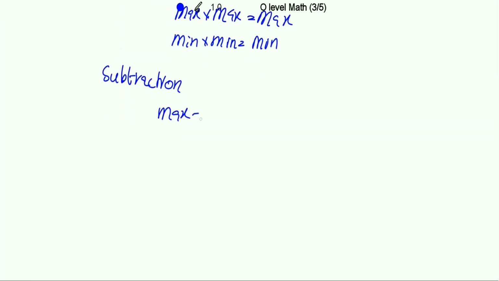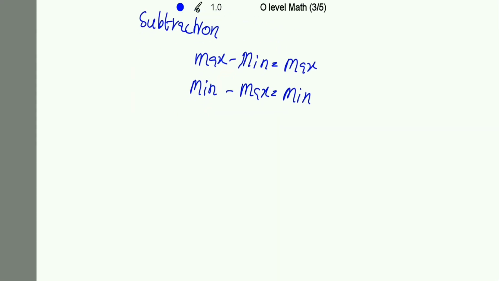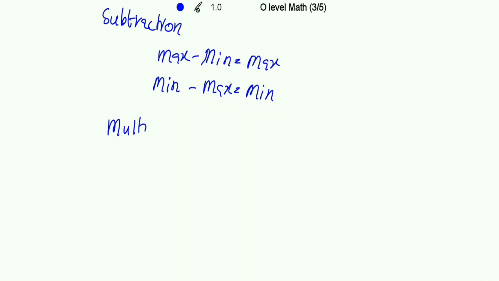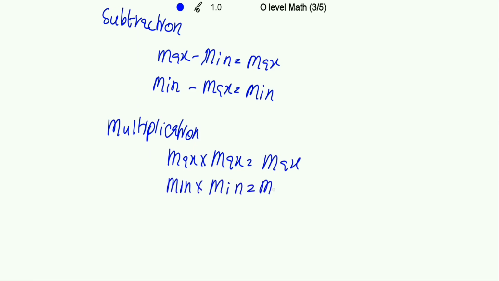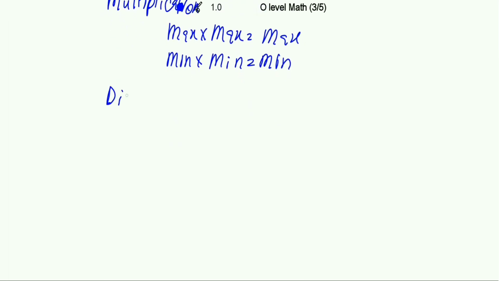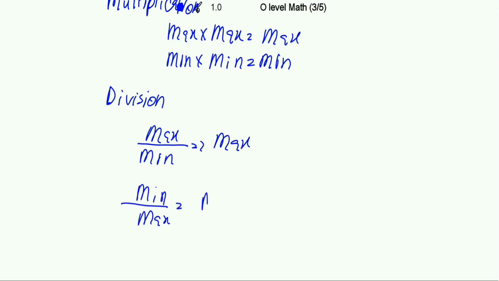Upper bound minus lower bound is equal to upper bound. Lower bound minus upper bound is equal to lower bound. Multiplication: upper bound multiplied by upper bound is equal to upper bound. Lower bound multiplied by lower bound is equal to lower bound. And division: upper bound divided by lower bound is equal to upper bound. Lower bound divided by upper bound is equal to lower bound.